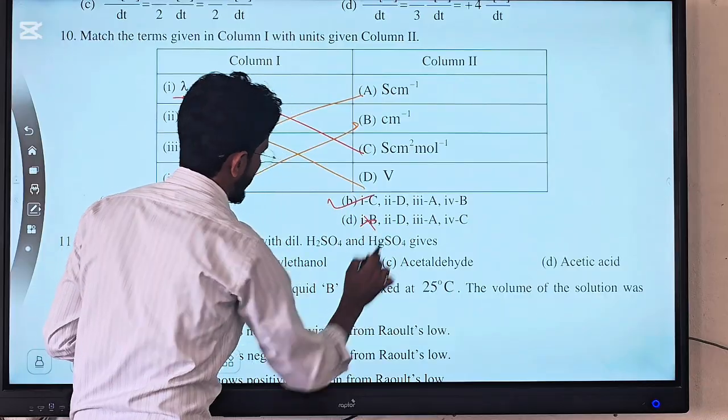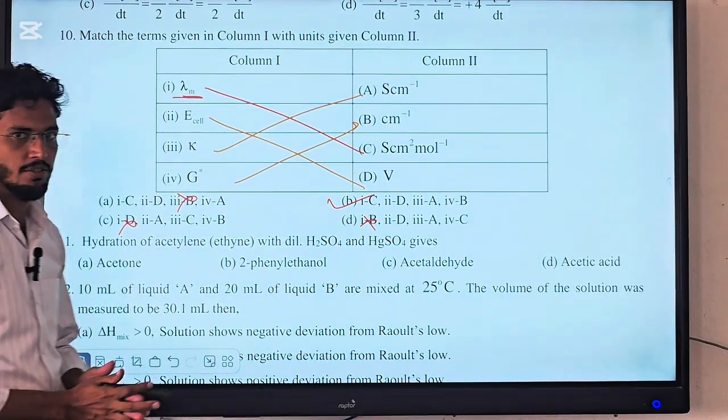Now, the answer will be AC 2D, both options, and 3A, 3B. No, 3A is correct. The answer will be B. Okay. Now, the next question is question number 11.